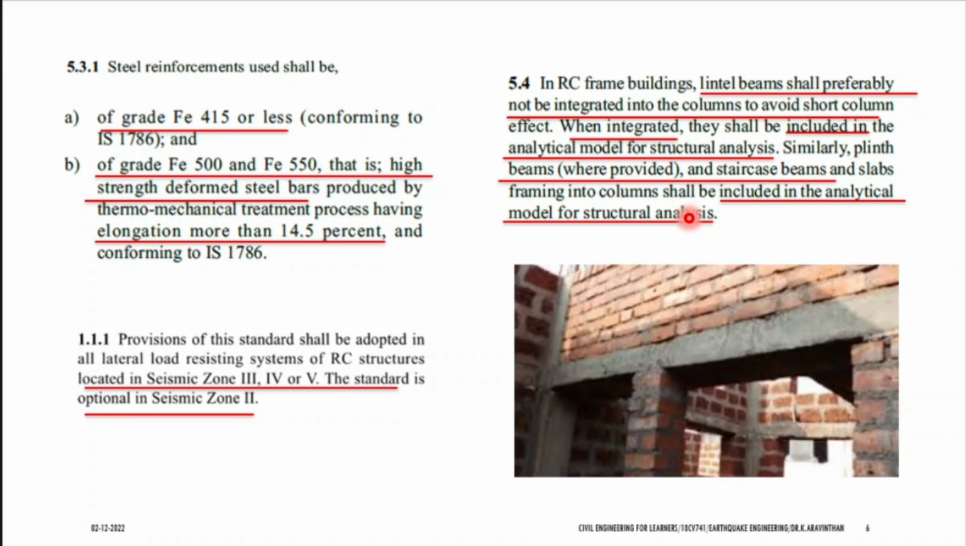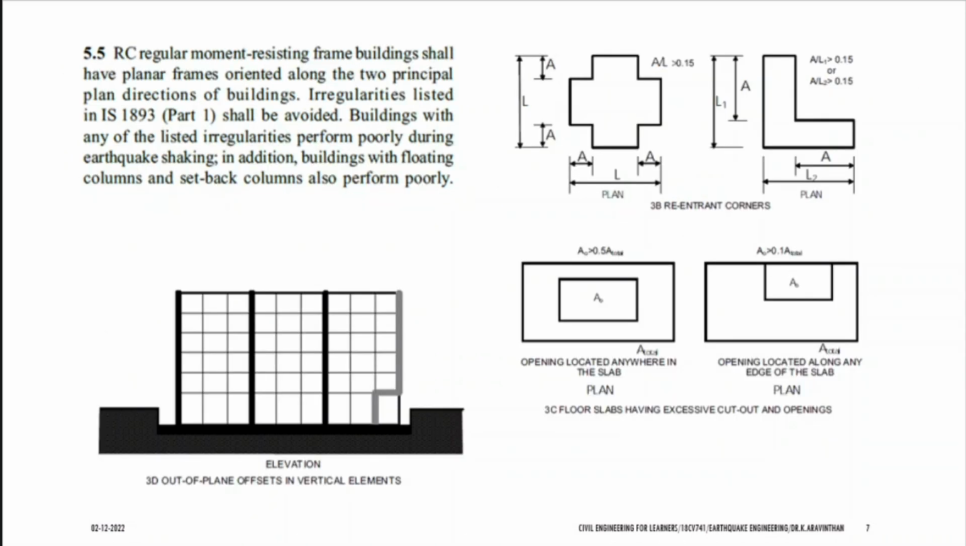Provision of standard shall be adopted in all lateral load resisting system of RC structure located in zones 3, 4 and 5. This standard is optional for zone 2. IS 13920 is optional only for zone 2 in India. You do not need to follow it in whatever cities have zone 2. Where it is applicable and where it is not applicable, you should know. If you are in a city of zone 5, definitely you have to follow and strictly adhere to this.